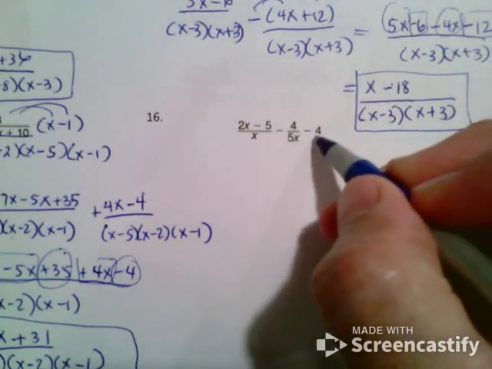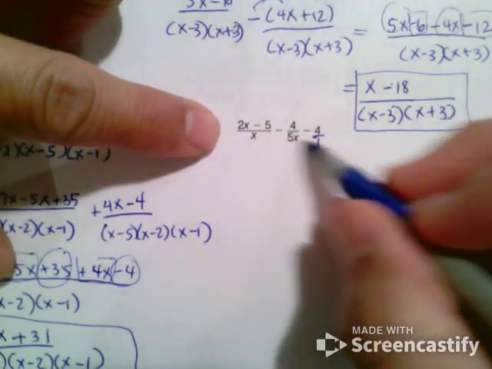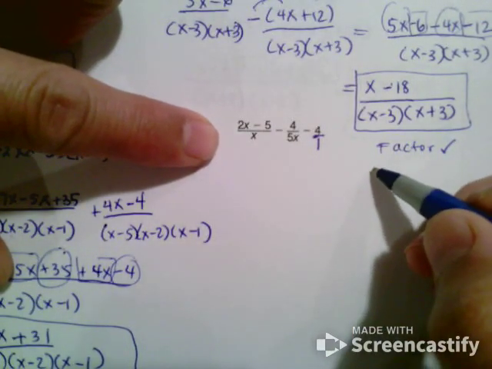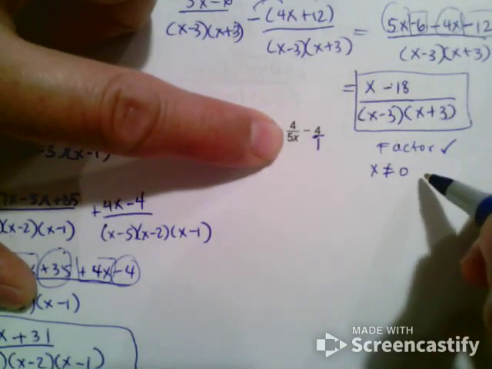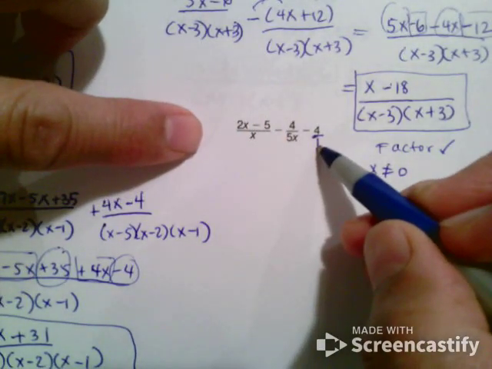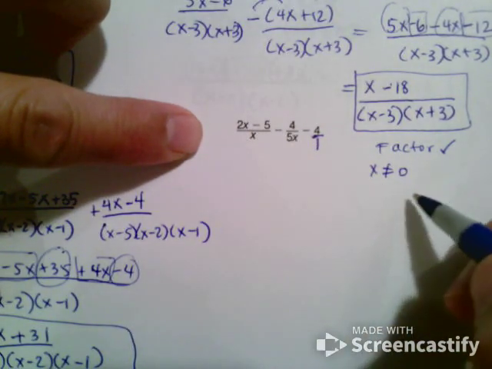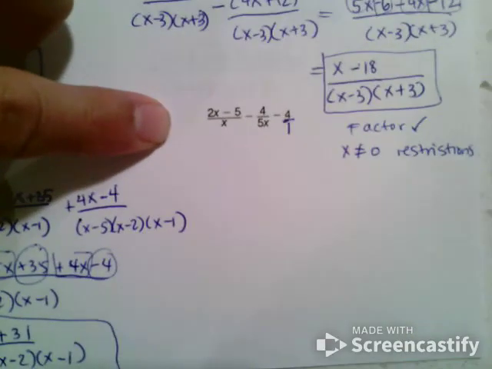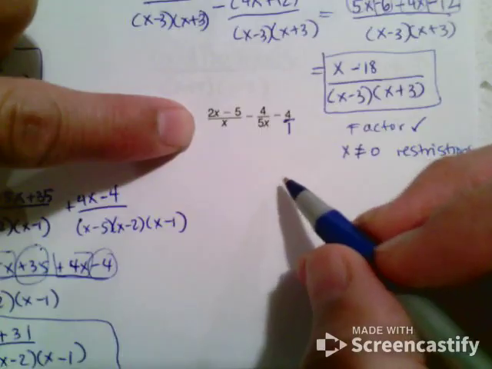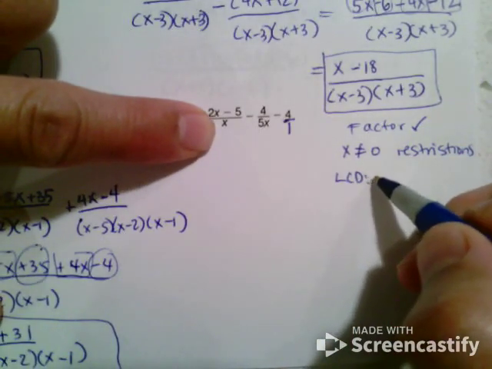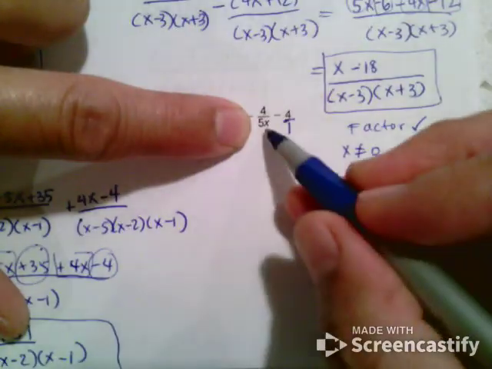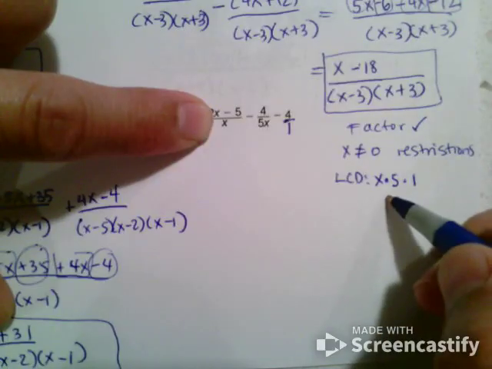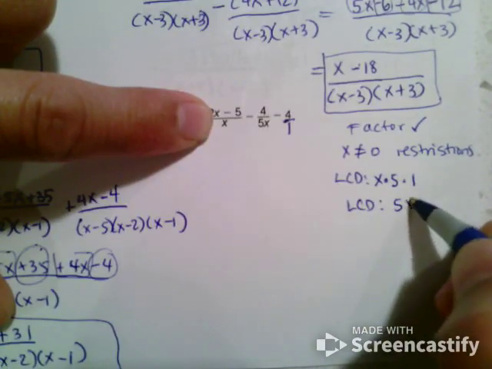Okay, if you have this one, just put a 1 there. So they're all factored out. So it's already factored. The restrictions are x cannot be 0, and this one doesn't tell you any restrictions. So that's the restrictions. And then we need the LCD. So this one says it needs an x, this one says it needs a 5x, but we have the x already, so it just needs the 5. And then this one says it needs the 1. So the LCD is just 5x.